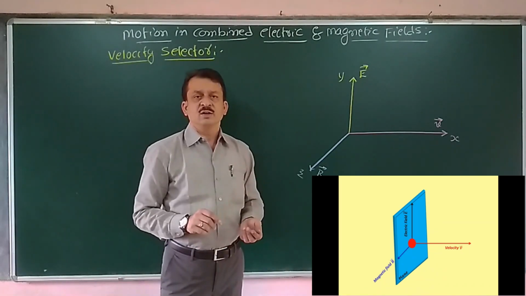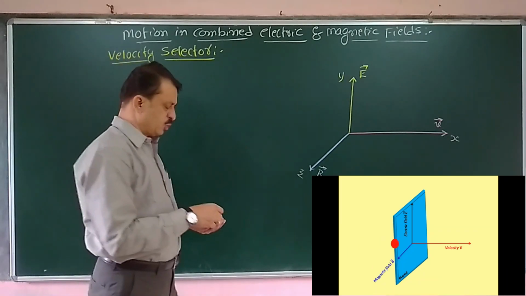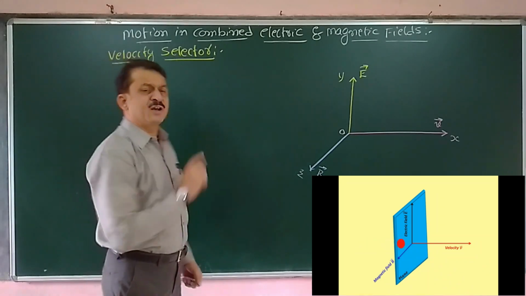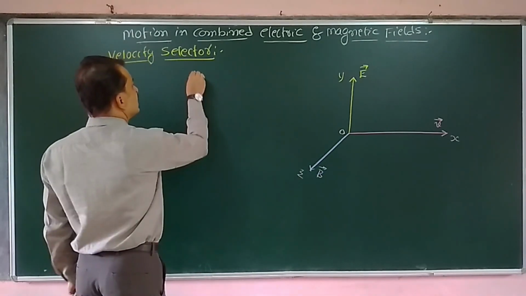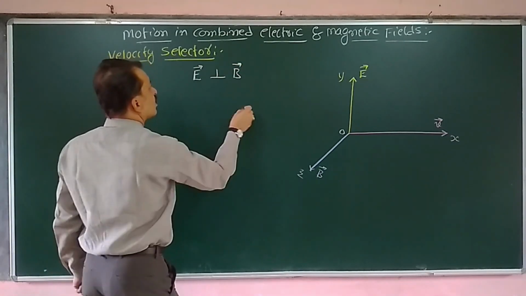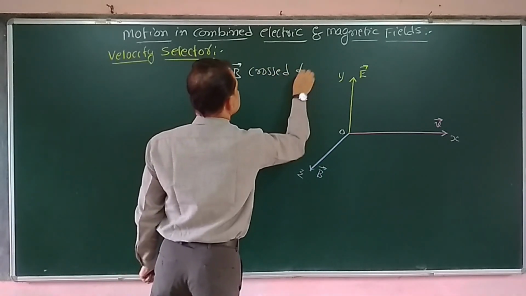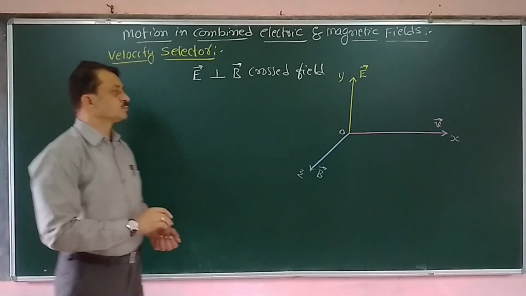Now these two are mutually perpendicular to each other. Since they are perpendicular, the electric field and magnetic field are called crossed fields. The two fields are crossed.